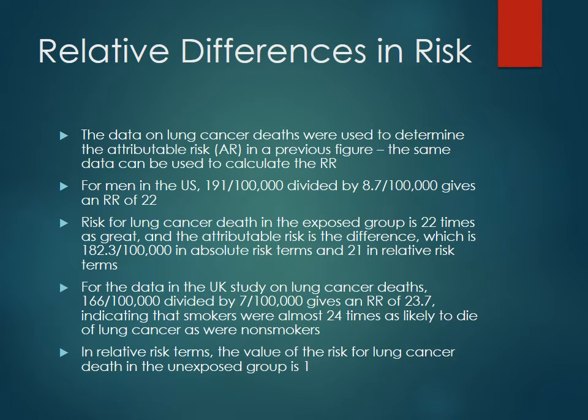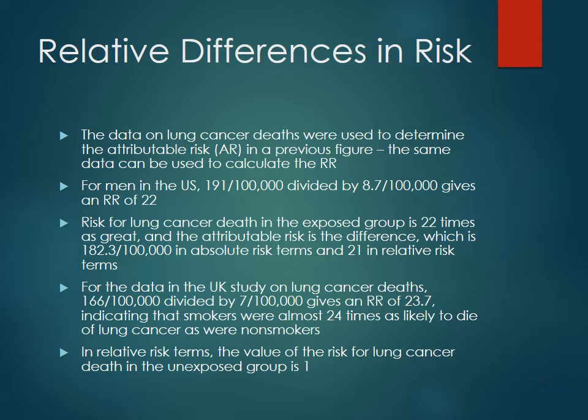So the data on lung cancer death rates were used to determine the attributable risk in the previous figure. So again, the same data can be used to calculate the relative risk. If we were looking at men in the US, we saw that 191 per 100,000 divided by 8.7 per 100,000 gives us a relative risk of 22. So what do you think that means? 22 times greater risk of dying of lung cancer if you are a male smoker. Right, so the risk as compared to those who do not smoke is 22 times higher. That's what that number is trying to tell you, right? So you have 22 times the risk when you're smoking versus those that did not smoke.